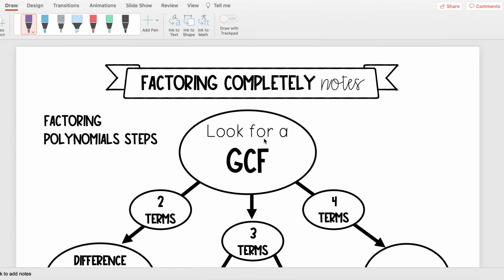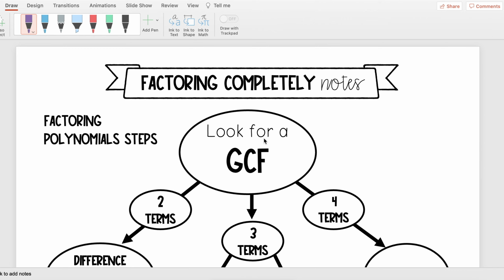For this lesson, we're going to be looking at factoring completely. So we've learned several different ways to factor. We learned about difference of squares. We learned about 2 different ways to factor trinomials depending on whether a equals 1 or not, and also factoring by grouping and factoring out the GCF.